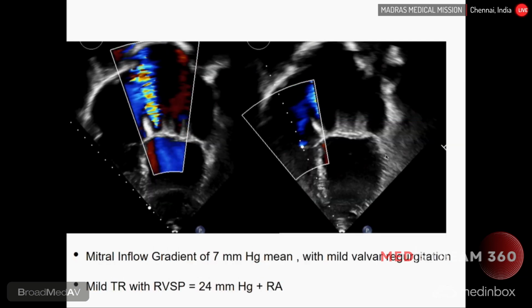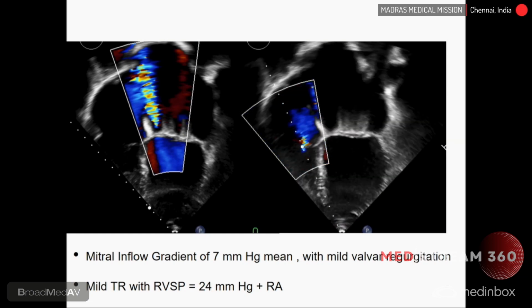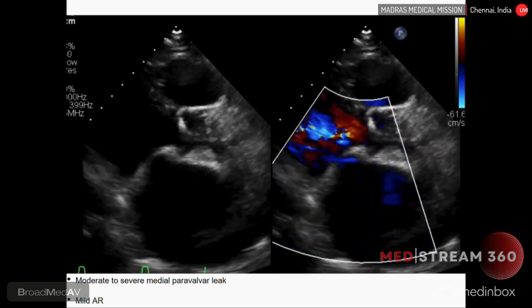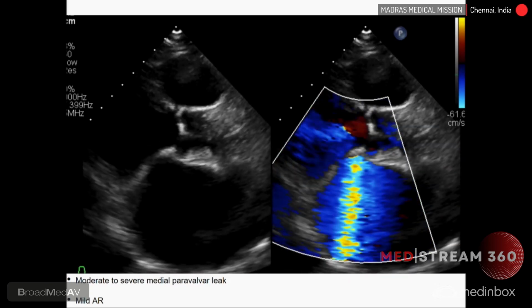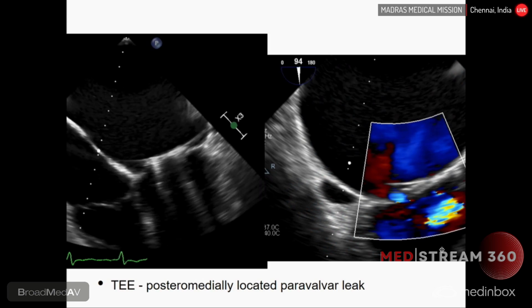The mitral inflow gradient was measured at 7 mm of mercury mean with mild valvular regurgitation, and the TR was mild with an RVSP of 24. Parasternal long axis view showing moderate to severe medial paravalvular leak and mild aortic regurgitation.